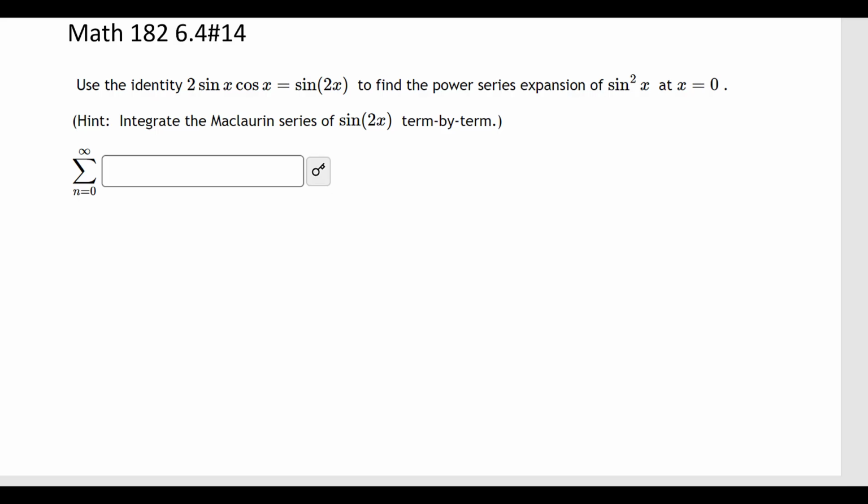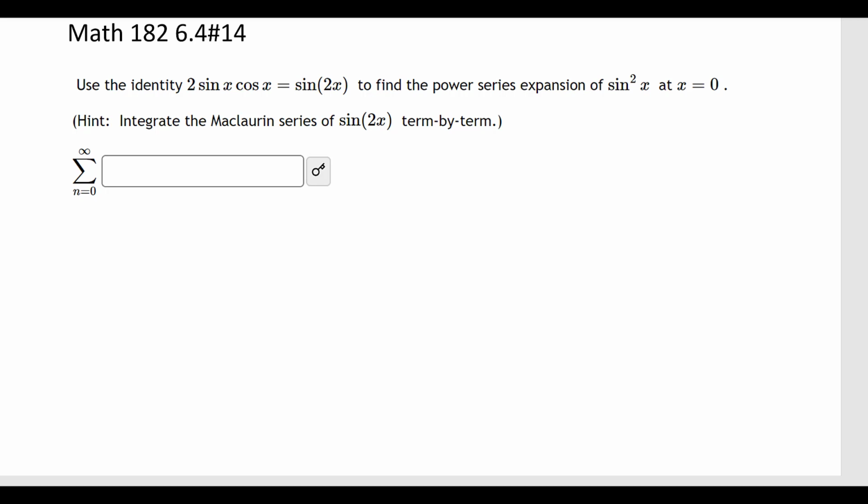Here's another fun-filled calculus problem, kind of an exciting problem to do this evening. It says use identity 2, this is number 14 from 6.4. Identity 2: sine x cosine x equals sine 2x. You all remember and know and love this one from your days in trigonometry.